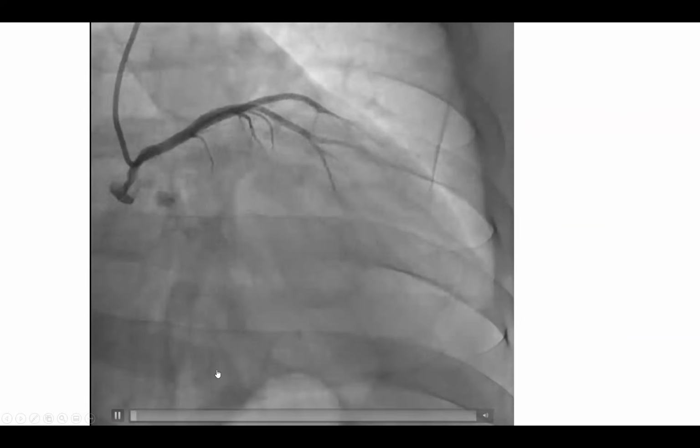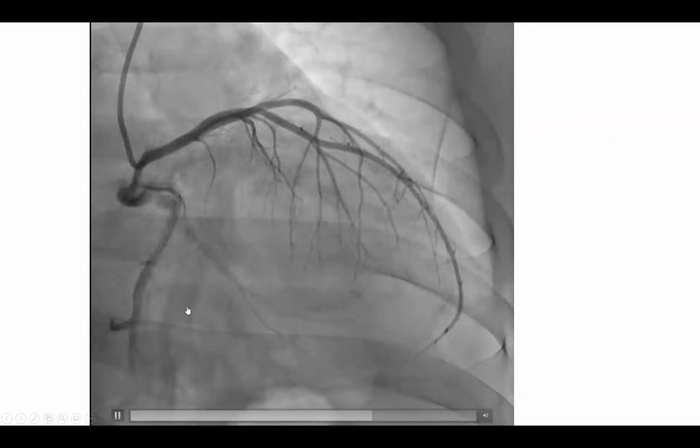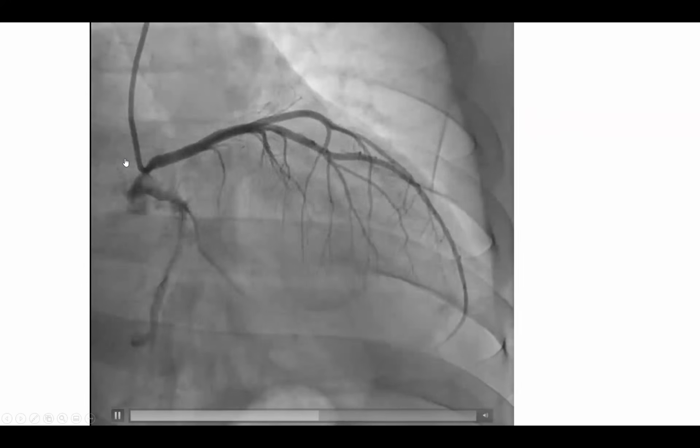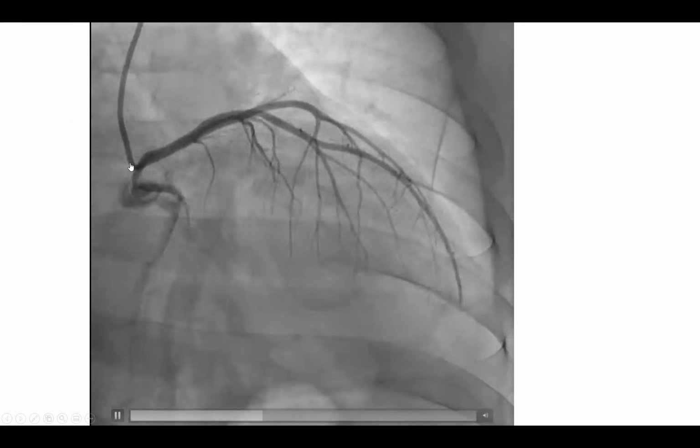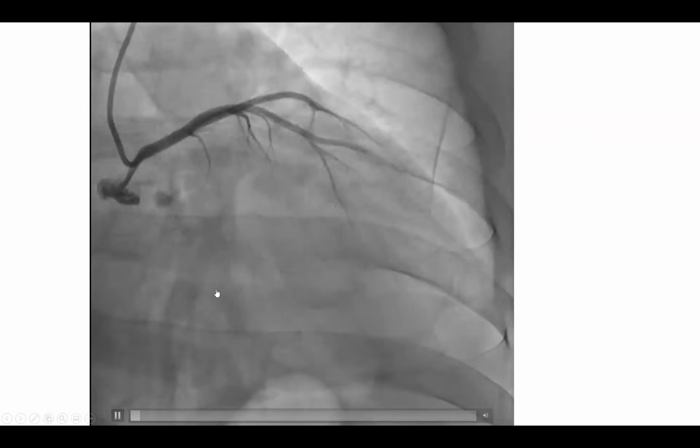We took our LAD pictures, but I wanted to selectively engage the circ. So I tried to pull the catheter and do slight counterclock and clock. It didn't work. The catheter will fly out every time I try to do that. Okay.